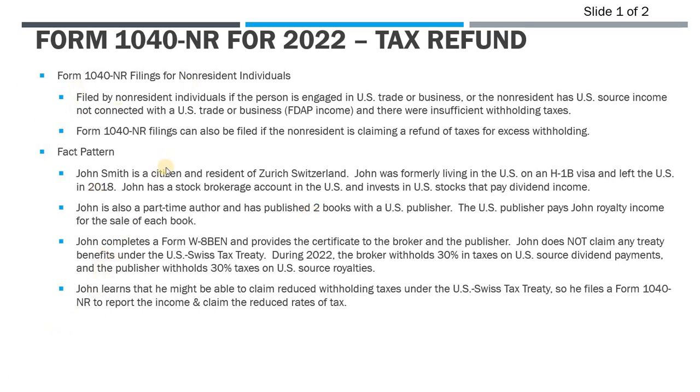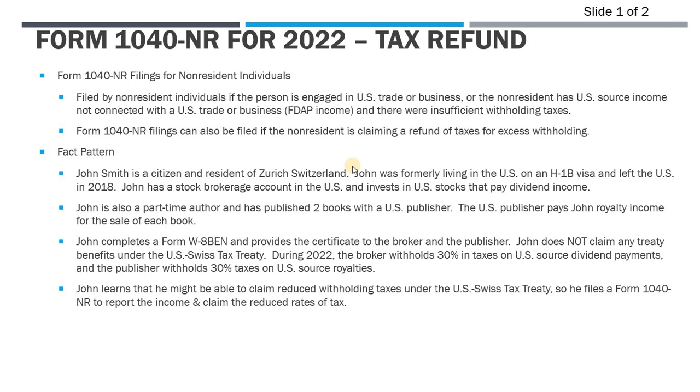Okay, so what are some of the basics on 1040-NR filings? These can be filed under a number of different circumstances, but generally we see these filed if non-residents are engaged in a U.S. trade or business, right? So they receive income that's effectively connected with that trade or business. They need to file a return, report the income, pay the tax. Or we have a non-resident that receives U.S. source income that's not connected with a U.S. trade or business. So this is commonly referred to as FDAP income.